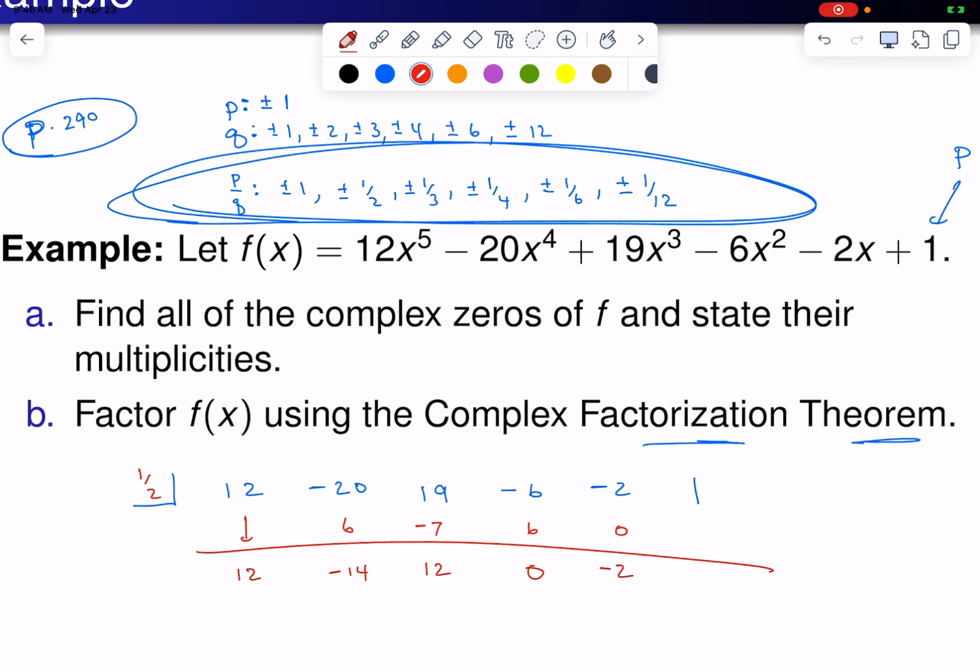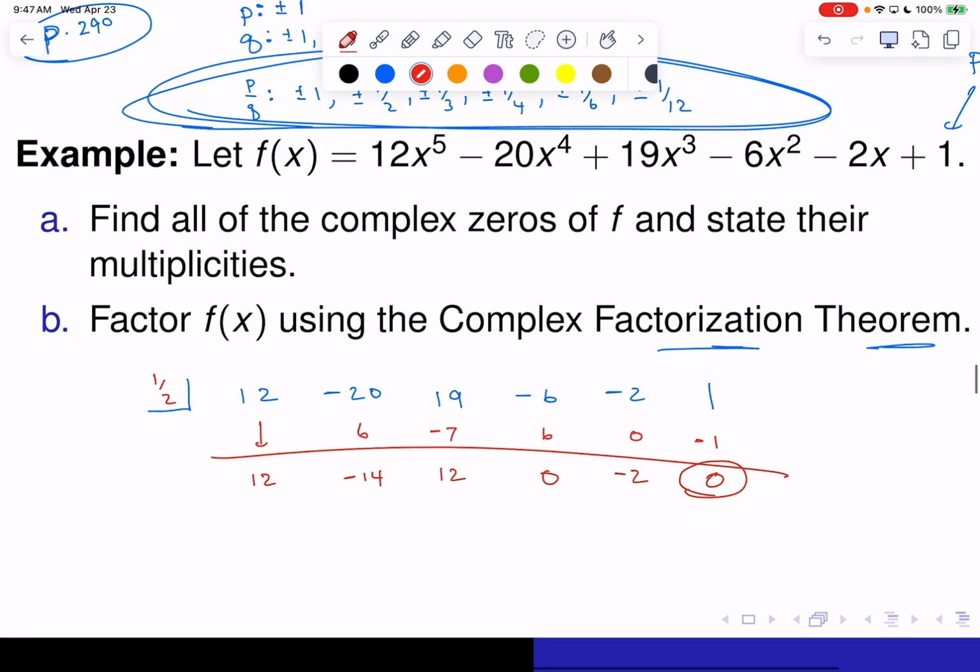Got negative 2. That gives me now, oh my gosh, I got a remainder of 0. What should you do if you find one that works? Do it again. Try it again. Because this means that it might have multiplicity 2.